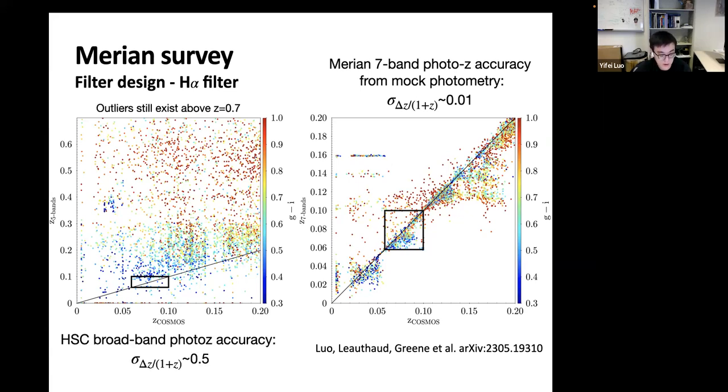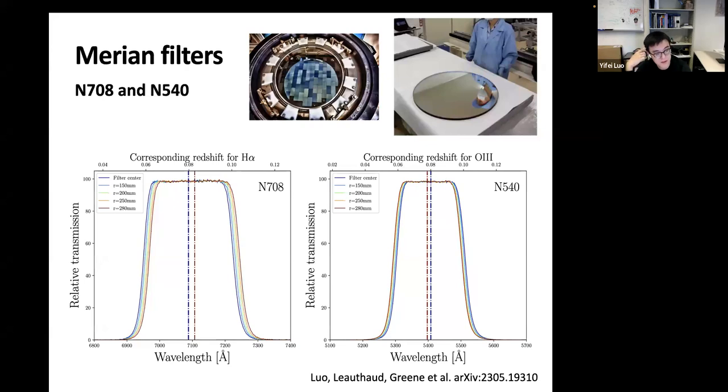Okay, so this is the actual filter we made and installed on the Dark Energy Camera. For a 4-meter telescope, the focal length is about 1 meter, so it's a large piece of glass. We also measure the filter transmission curve.